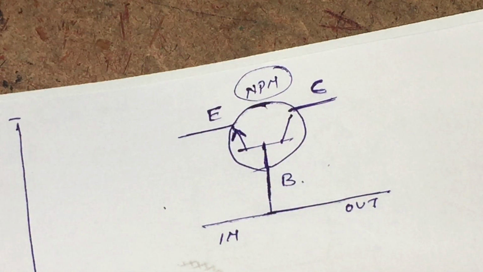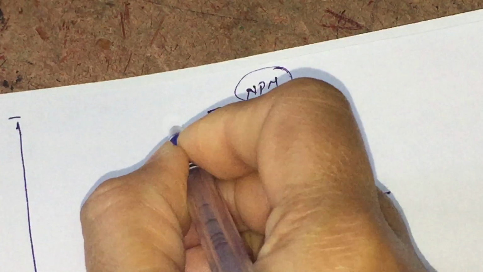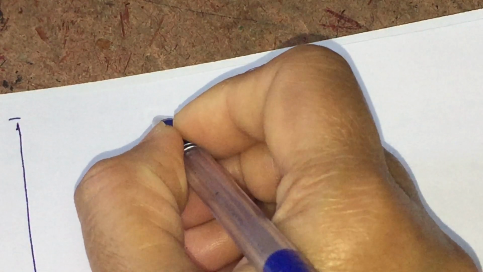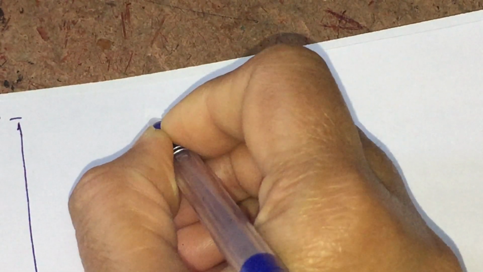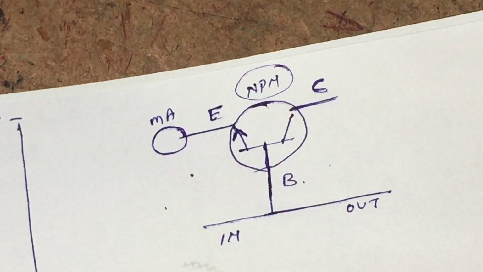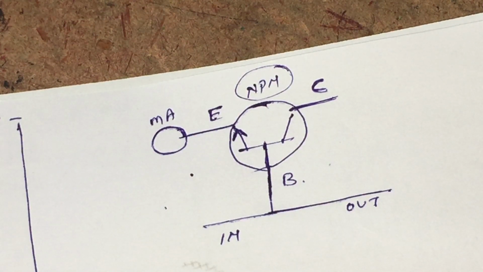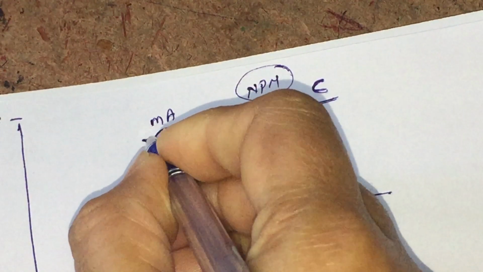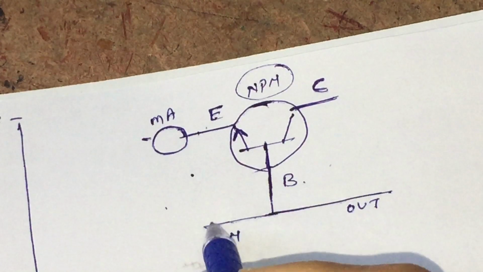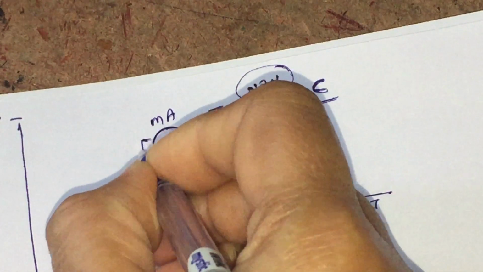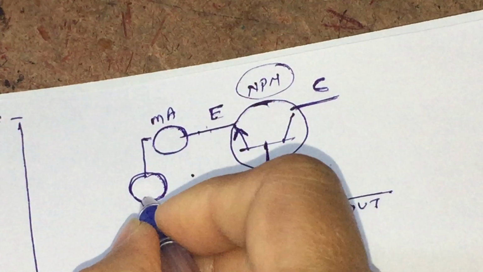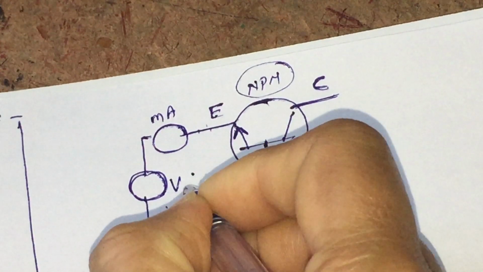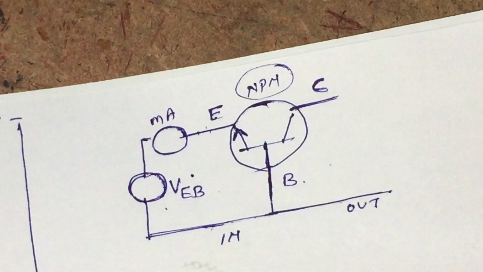To measure the current in the input side, we will connect an ammeter in series. This is a milliammeter because the current in the emitter is of the order of milliampere. And to find out the voltage between these two terminals, that is emitter and base terminal, we will connect a voltmeter in parallel between the emitter and the base terminal.